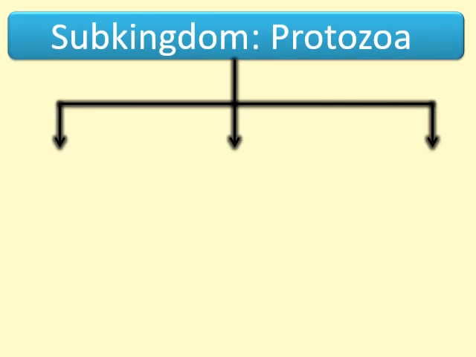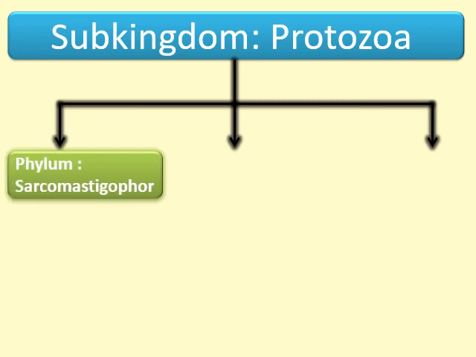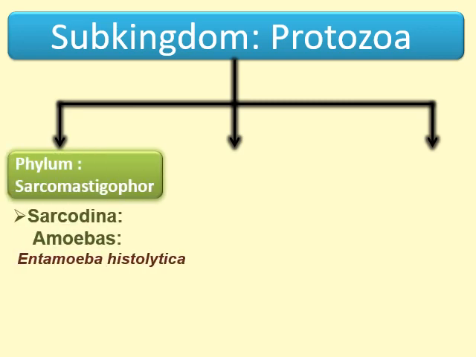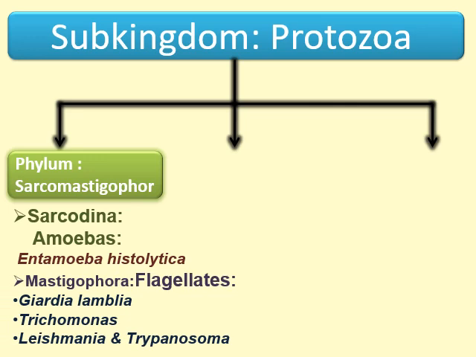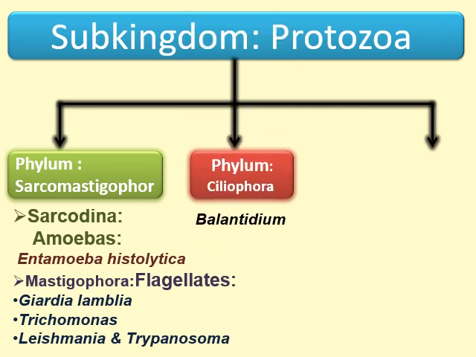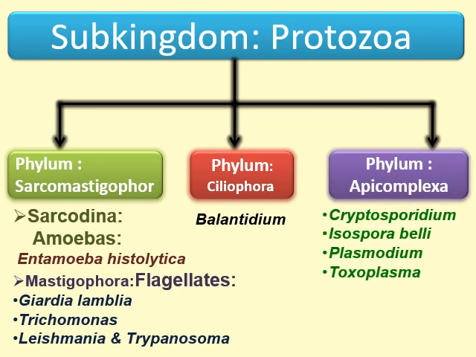We all remember from the first lecture, we divided the subkingdom Protozoa into Sarcomastigophora, which contains amoebae and flagellates like Giardia. The second phylum, Ciliophora, which contains Balantidium coli, and the phylum Apicomplexa contains Coccidia, like Cryptosporidium, Isospora, and Toxoplasma, and class Sporozoa, which contains Plasmodium and Babesia.